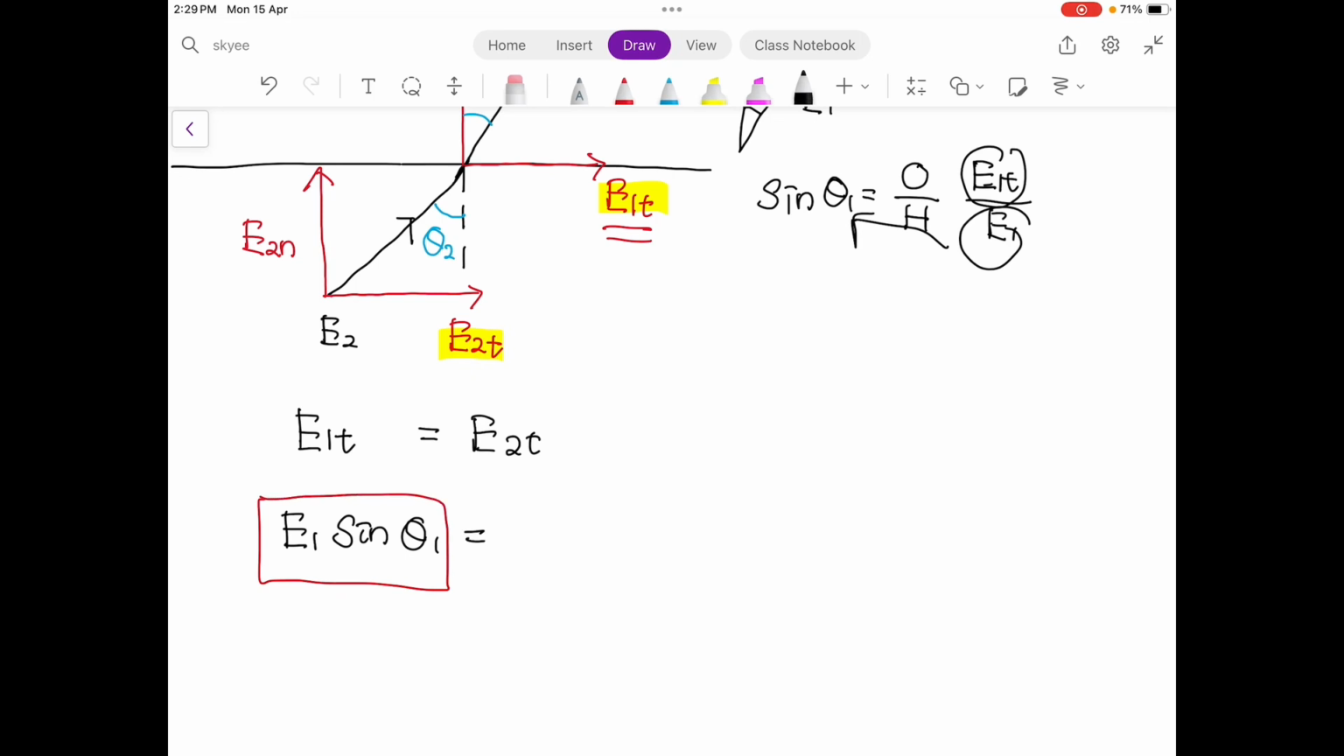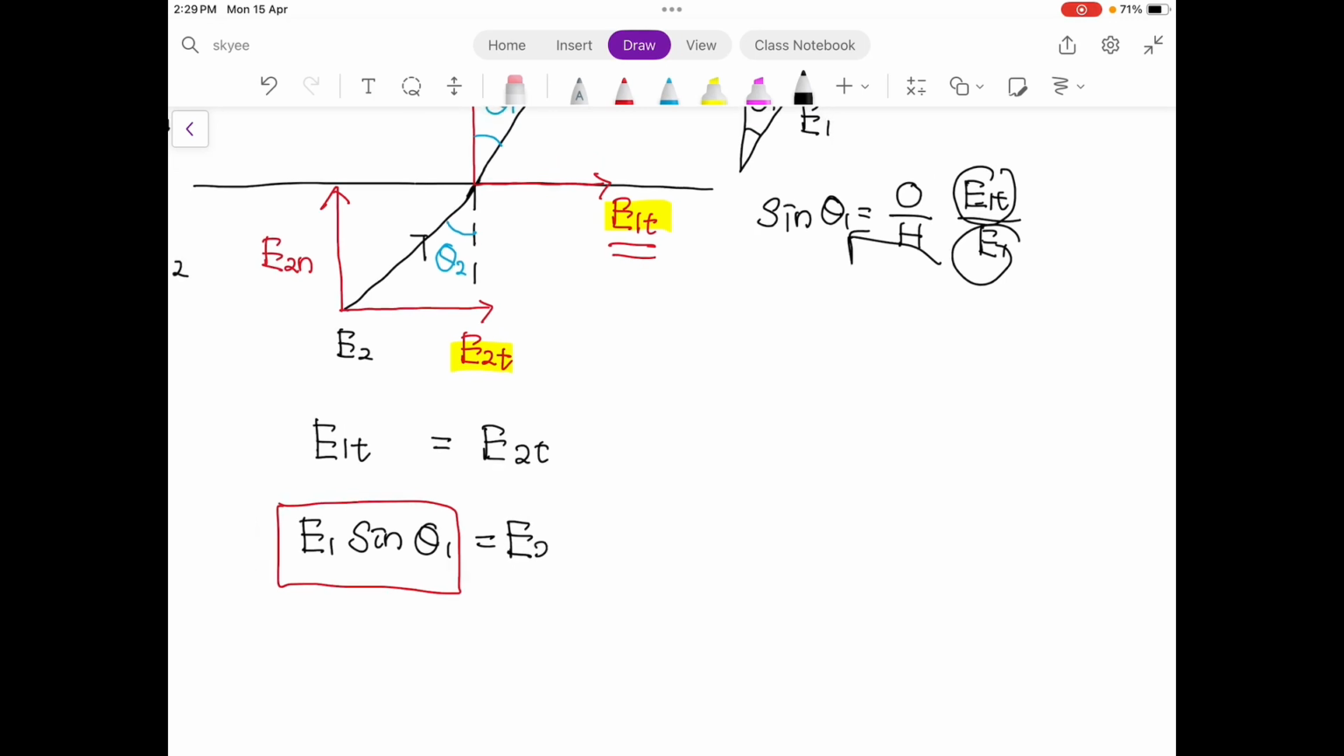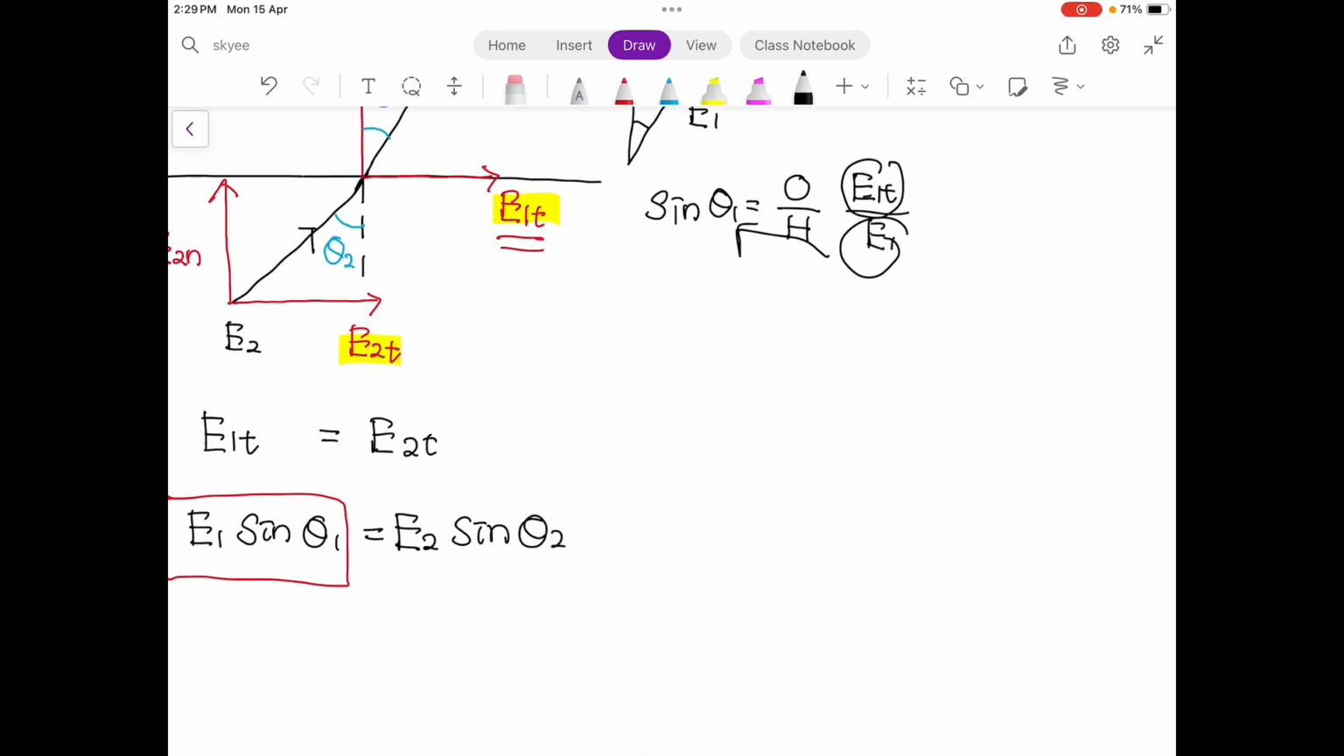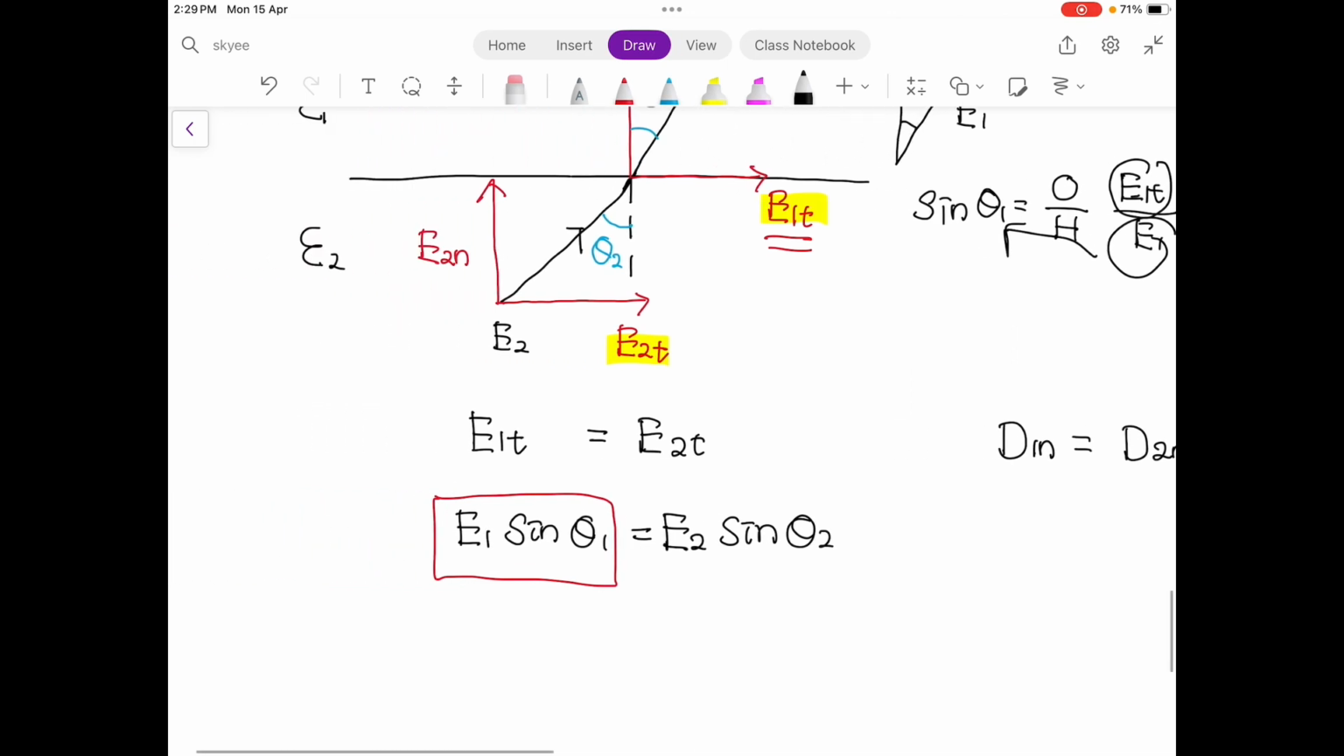And for the E2t, we can use a similar way to do it. That will be the E2 multiplied with the sine theta 2. So this is the first equation that we get. Now we go to the second boundary condition. The second boundary condition is D1n is equal to D2n. Where is D? This one we can write as the E, or we can also write it as a D.